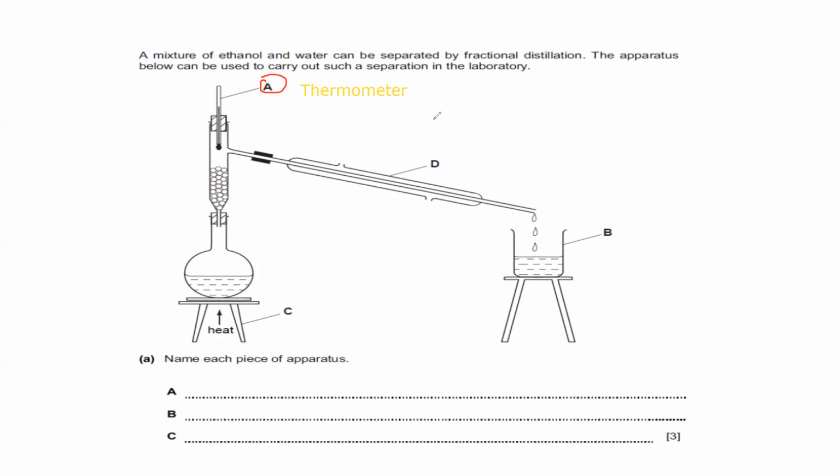And I want participation from others as well. Heather, Lamia, you should also participate. What about apparatus B? That's beaker. And what about apparatus C? C. D is condenser. Yeah, C is a stand or tripod stand, you can say. And D is a condenser. You can say stand or a tripod stand.